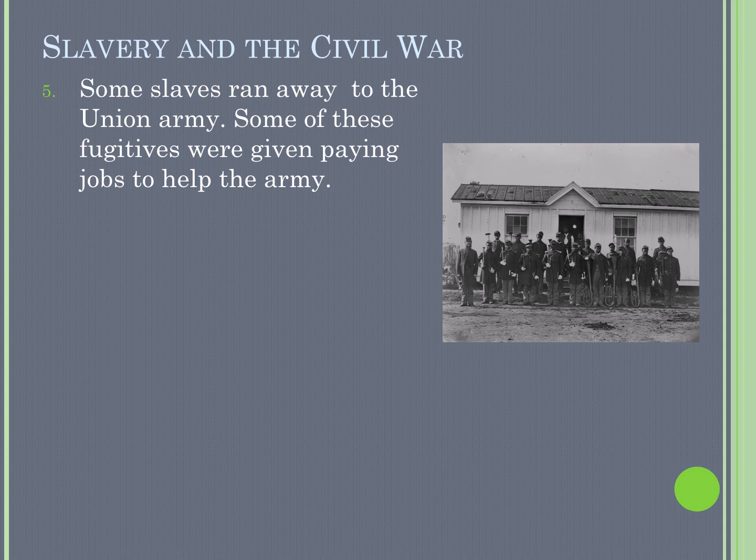And some slaves that ran away and joined the Army or were freed by the Army actually stayed with the Army and were given paying jobs to help. They kind of worked in the camps and did some different jobs in the camps. And some of those slaves or former slaves were paid.